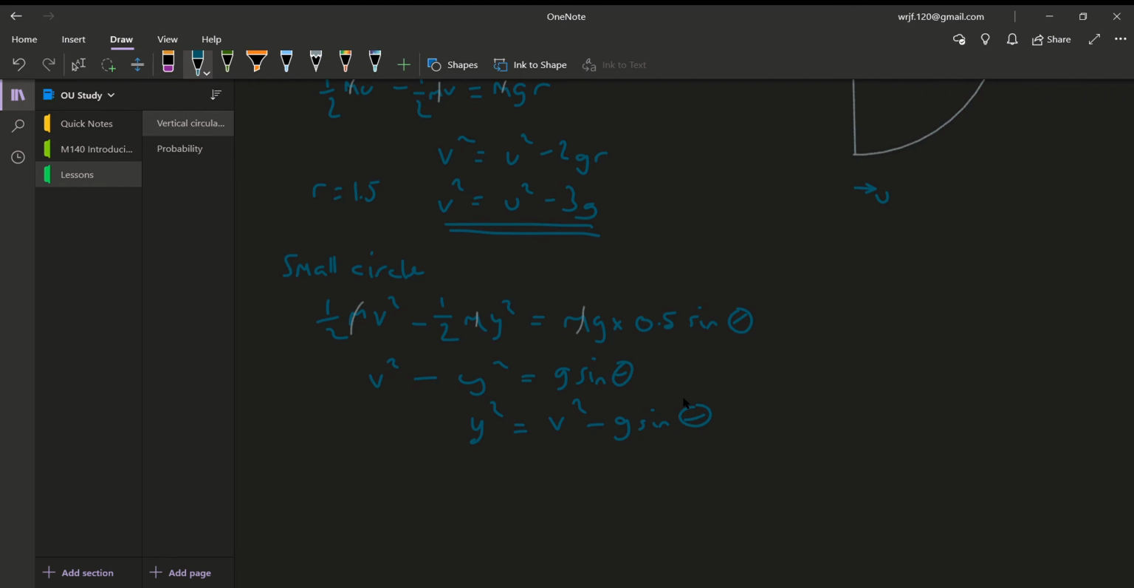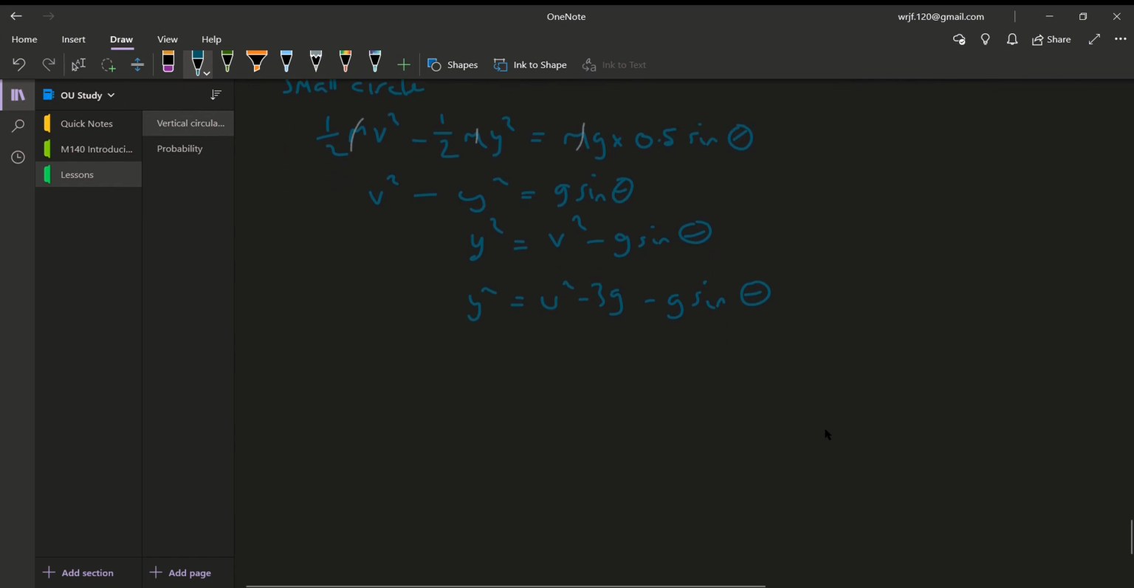But I've actually already got an expression for v squared from the first part of the work. So now I can get y squared in terms of u as well as theta, by substituting in the expression above for v squared. So now I've got y squared equals, instead of my v squared, u squared minus 3g. And then I've also got to put on this minus g sine theta from this part as well. Okay, and then I think I'm ready to start looking at the forces involved.